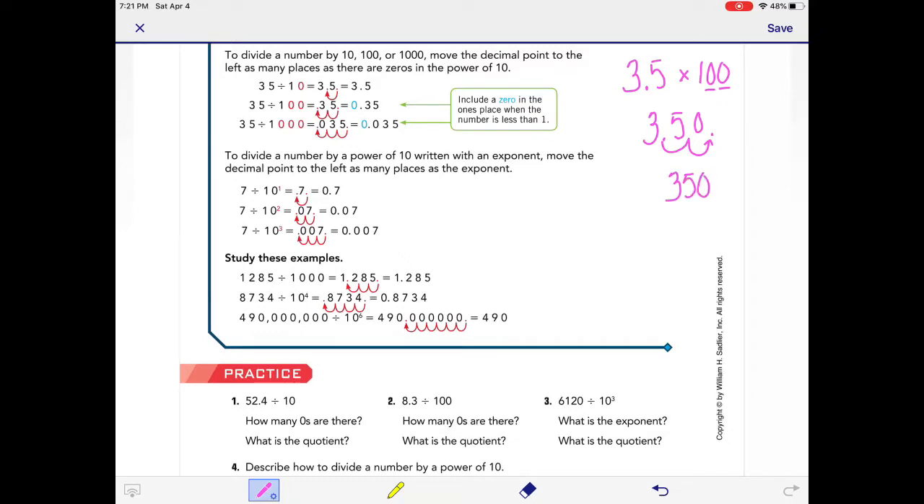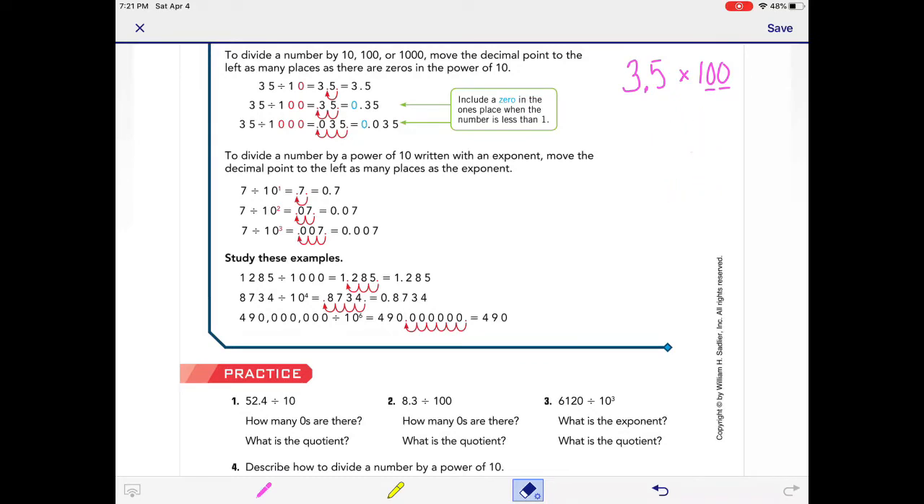And this makes sense because you always want to make sure that your answer makes practical sense. If we started with 3 wholes and 5/10 and you multiply it by 100, it's going to get significantly larger. So that 3.5 became 350. That makes sense.